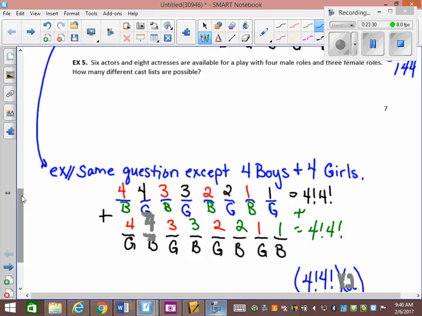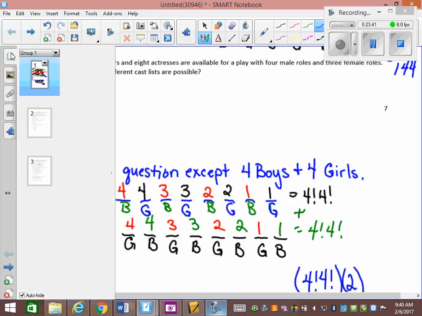You have 6 actors and 8 actresses available for a play with 4 male roles and 3 female roles. Actually, I'm going to skip this one. It's more of a combination. Flip to the next page.